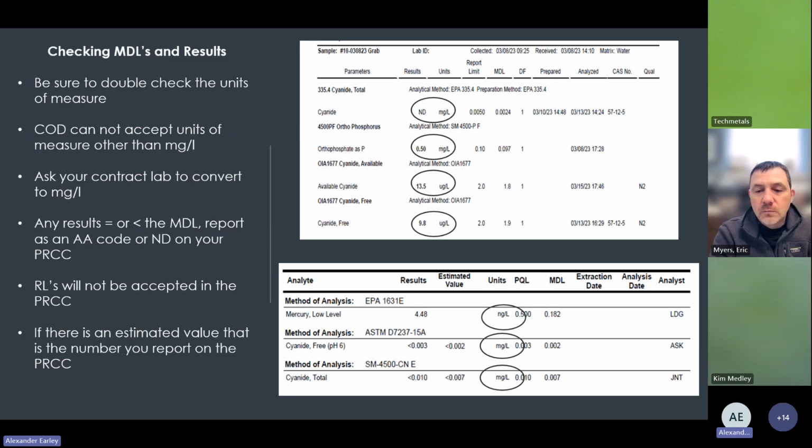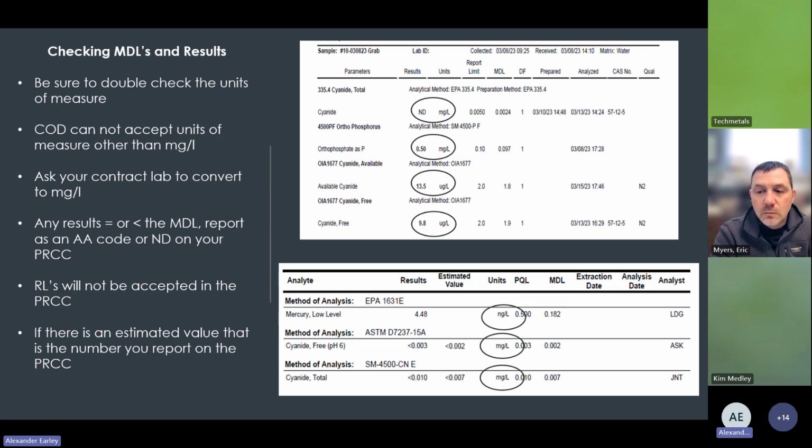Now, if you contact your lab, they may be able to convert over from nanograms or another form of measurement to milligrams per liter. And in that way, all of your results that are reported back to you will be in milligrams per liter, and you won't have to worry about redoing the conversion factor.